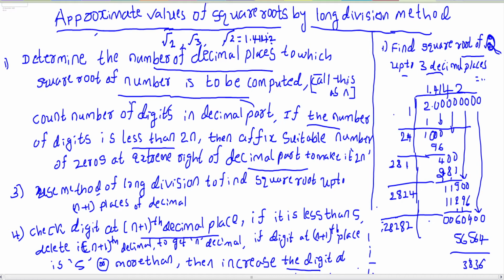Call this n. For example, I want to find the square root of 2 up to 3 decimals. So n is equal to 3 here. Next, count the number of digits in the decimal part.